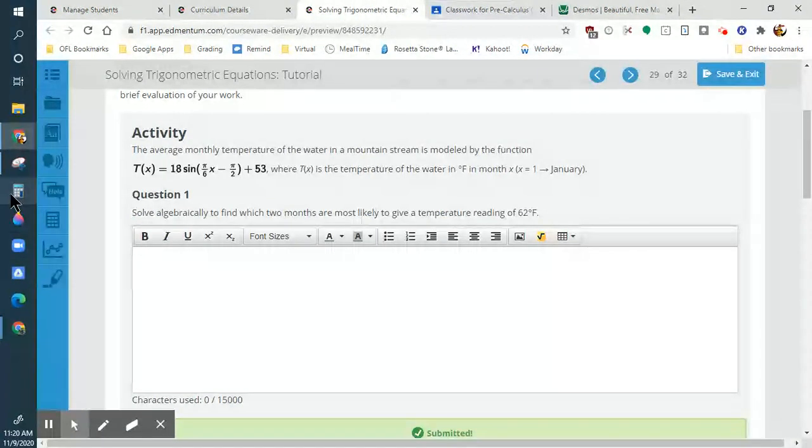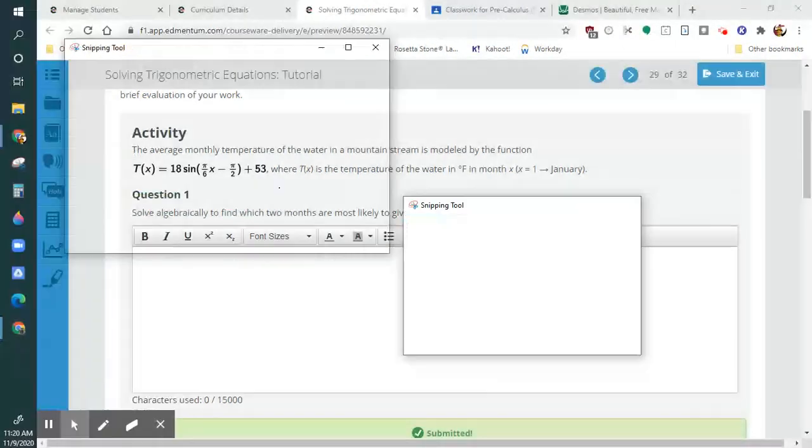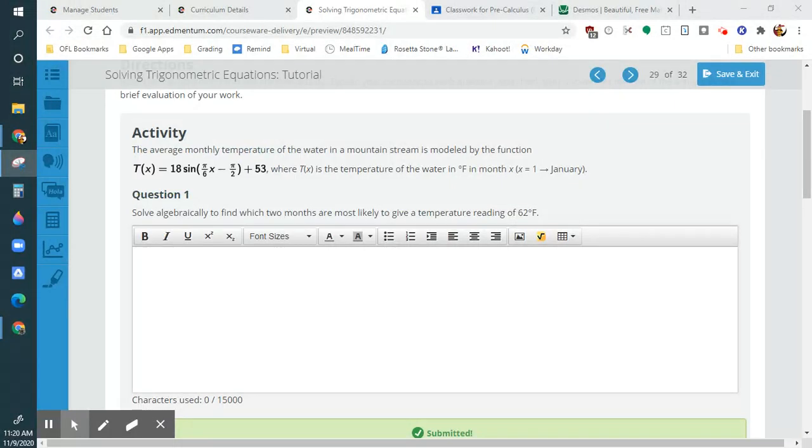Give me a second. I learned this trick when I was recording last time. I'm gonna take a little snippet of it, that way I don't have to keep going back and forth. I can just put this on my second monitor.